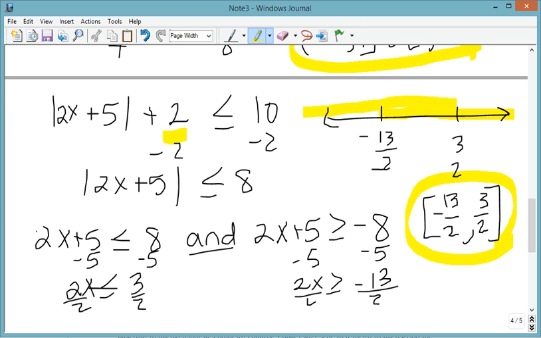So the thing to remember is you have to get the absolute value by itself. If it's a less than, you switch it to 2 equations with an and. If it's a greater than, you switch it to 2 equations with an or. And means they have to overlap, or means you use them all.